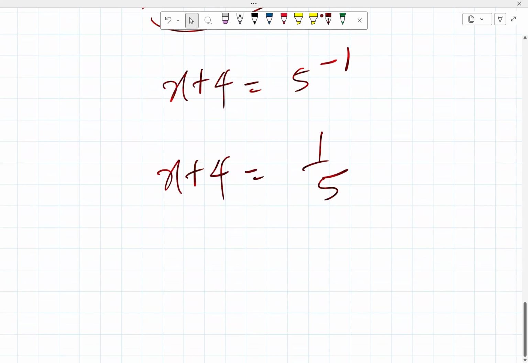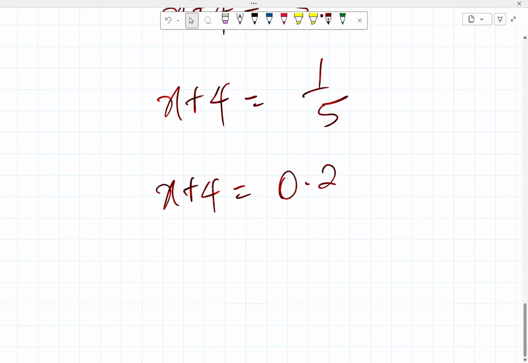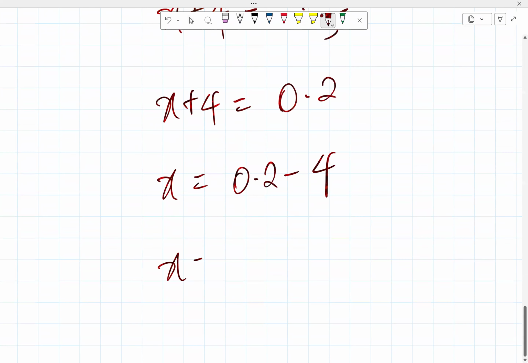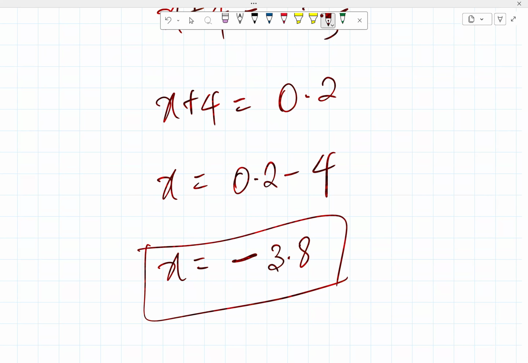And 1 over 5 is simply 0.2. So that means x is equal to 0.2 minus 4. Okay, so x now is equal to minus 3.8, I believe. Yeah, because 4 minus 0.2 is 3.8. But 0.2 minus 4 will be negative. So this is the result we have.